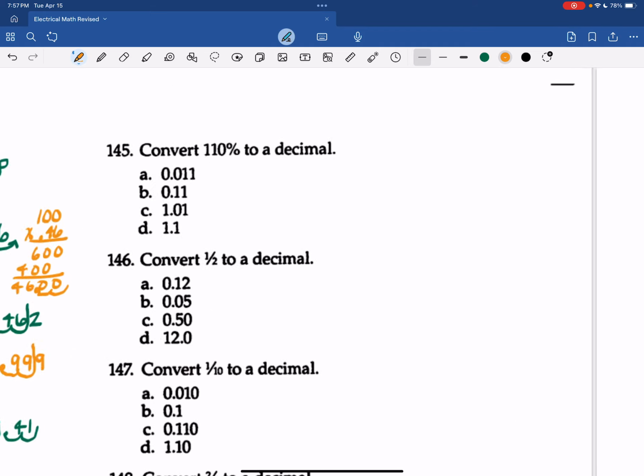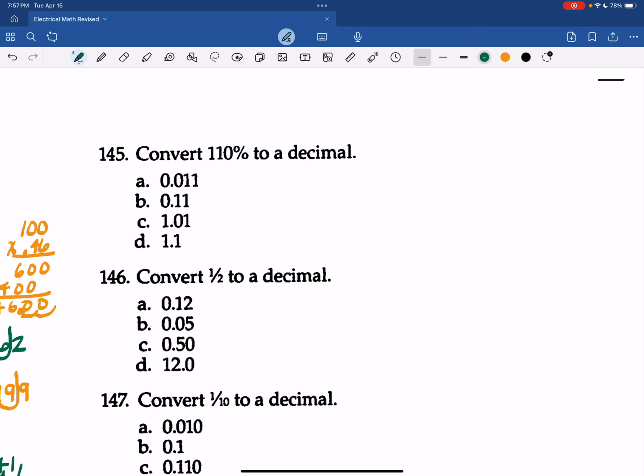All right. Convert 110% to a decimal. So 110 decimal, and you go 2 places back toward the D. So it's 1.10, and this is an extraneous 0. It's this one.